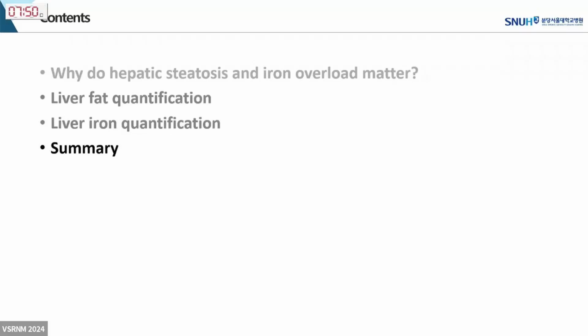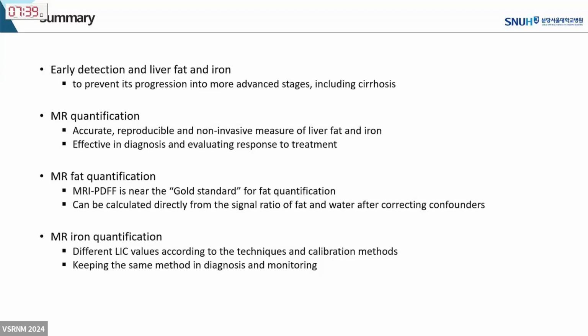So we briefly reviewed the MR quantification methods of liver fat and iron. It's time to wrap up my talk. Early detection of liver fat and iron is very important to prevent progression into more advanced stages, including cirrhosis and hepatocellular carcinoma. MR quantification is a very accurate, reproducible, and non-invasive measure of liver fat and iron, and is effective in diagnosis and evaluating response to treatment.